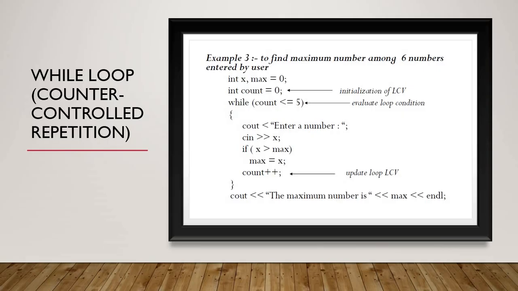Okay, let's look at example 3. This one, as you can see, has a while loop body, and inside the while loop body we have an if. So we can also apply a selection control structure inside the while loop body. Let's do some tracing for this example.